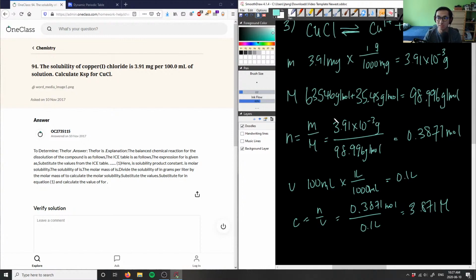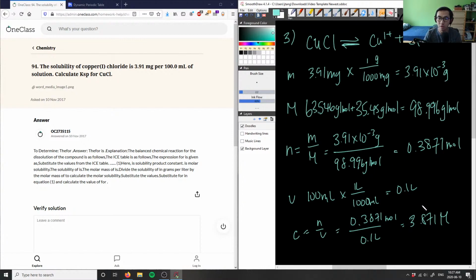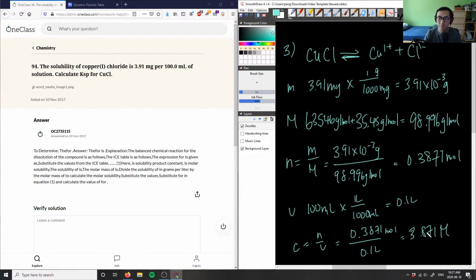So because this here is the concentration of copper chloride, we know the mole to mole ratio here. We can look here, copper chloride and Cu1 plus and Cl1 minus also have coefficients of 1 as well. So therefore, these guys also have 0.3871 moles of copper and chlorine being produced in solution.